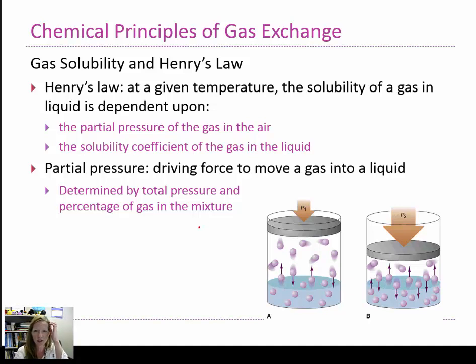But it really has to do with a few things. It has to do with the partial pressure of the gas in the air, and something called the solubility coefficient. So Henry's law states that at a given temperature, the solubility of a gas, meaning how readily it dissolves in a liquid, depends on the partial pressure of the gas and the solubility coefficient. So let's take a look at the partial pressure of gas. This is the driving force to move a gas into a liquid. It is determined by the total pressure and the percentage. But let's look at total pressure.